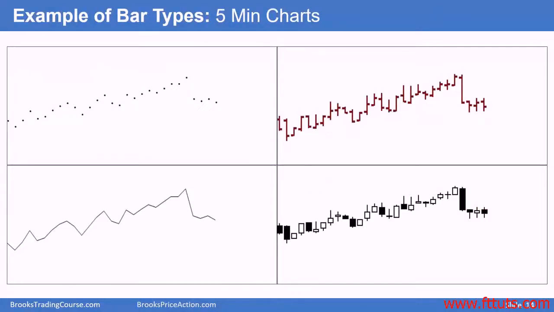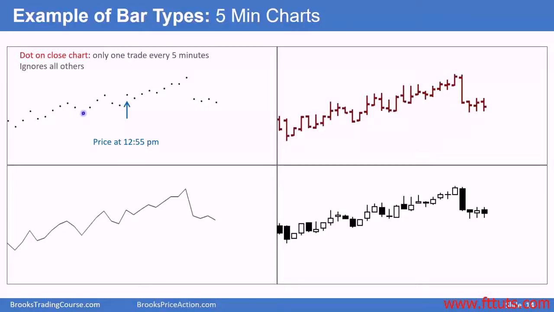Here are some examples of different types of bar charts. They're not really bar charts, but I call them bar charts. A dot on close chart. If this was a 5-minute chart, this is the close of this 5-minute period. And then during the next 5 minutes, the market might be doing all kinds of things, up and down and up and down. The chart doesn't care. It only plots the final trade of that 5 minutes.